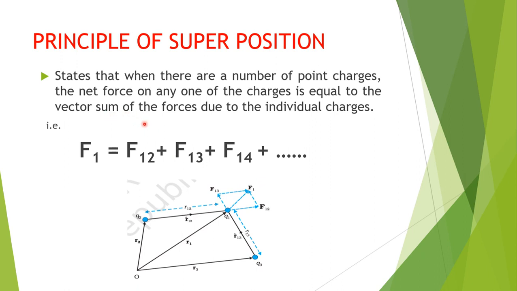Like that, if we have a large number of charges, Q1, Q2, Q3, Q4, etc., the net force acting on charge Q1 due to other charges will be F1 is equal to F12 plus F13 plus F14 plus etc. So this is called the principle of superposition. The principle of superposition states that when there are a number of point charges, the net force on any one of the charges is equal to the vector sum of the forces due to the individual charges. Is it clear? That is, F1 is equal to F12 plus F13 plus F14 plus etc. What is F12? Force acting on 1 due to charge 2. F13, force acting on charge 1 due to charge 3. F14, force acting on charge 1 due to charge 4, etc.